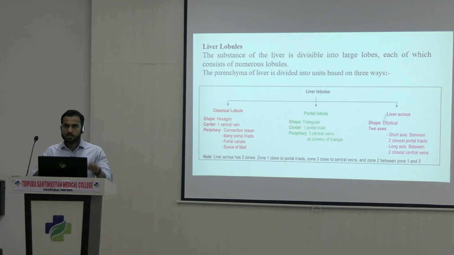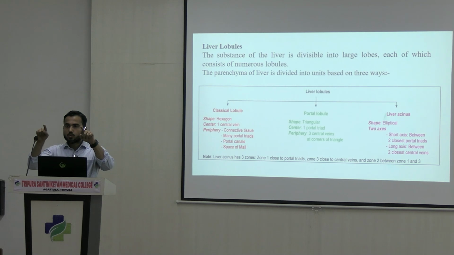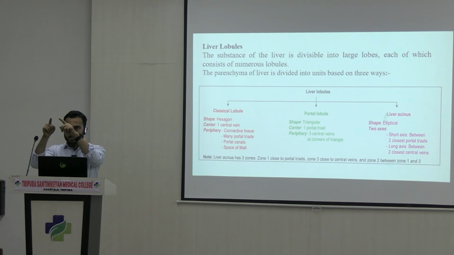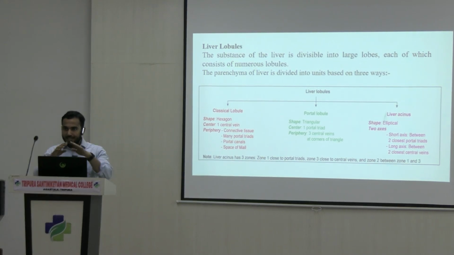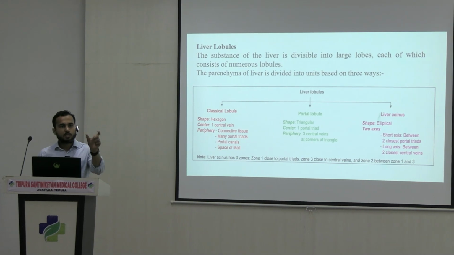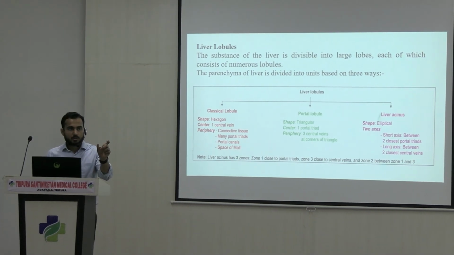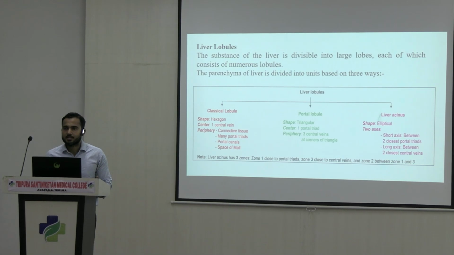Now imagine one septa coming like this, another septa coming like this. In between these two septa, the area which is there is called the lobe. Next, this septa is also dividing, so as it divides, it will make the lobe into smaller lobules. So what we have to do is pick one lobe, and then we'll see what is present inside it.